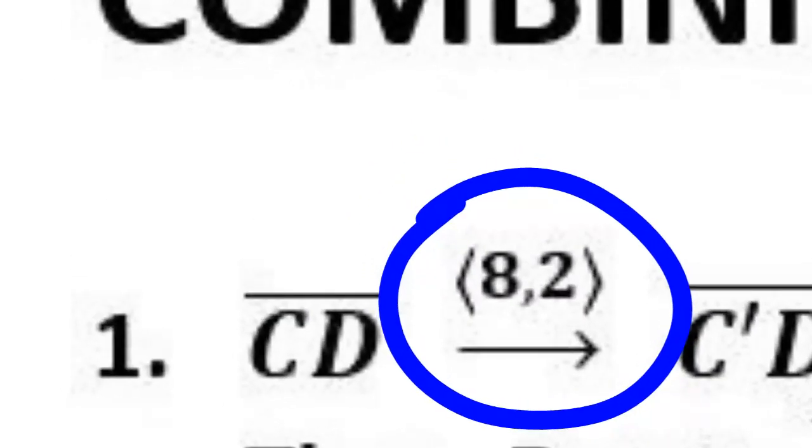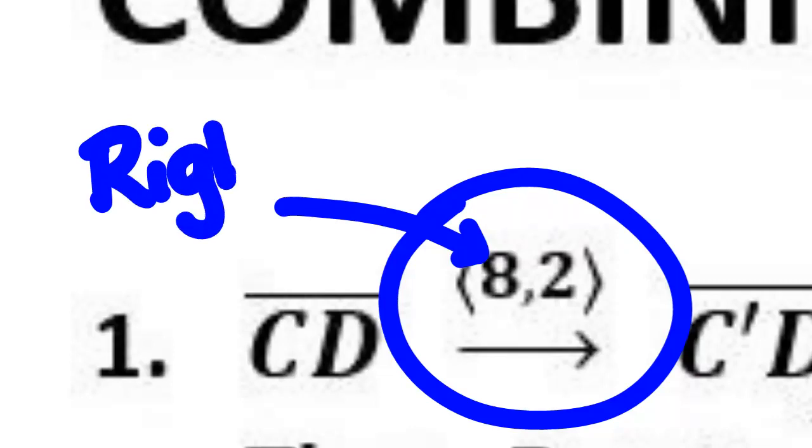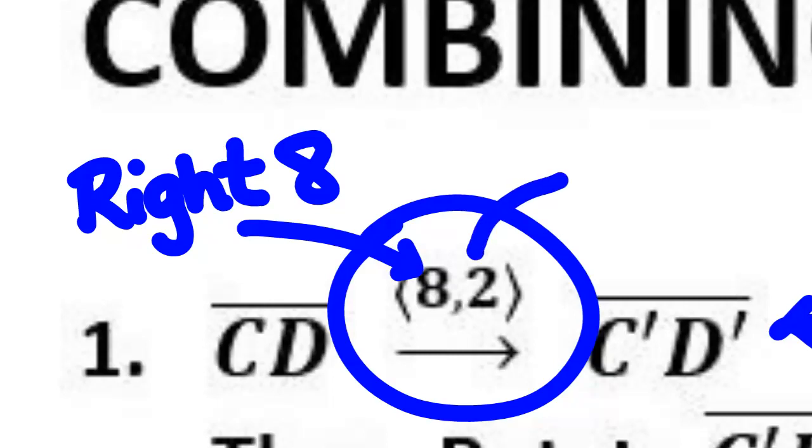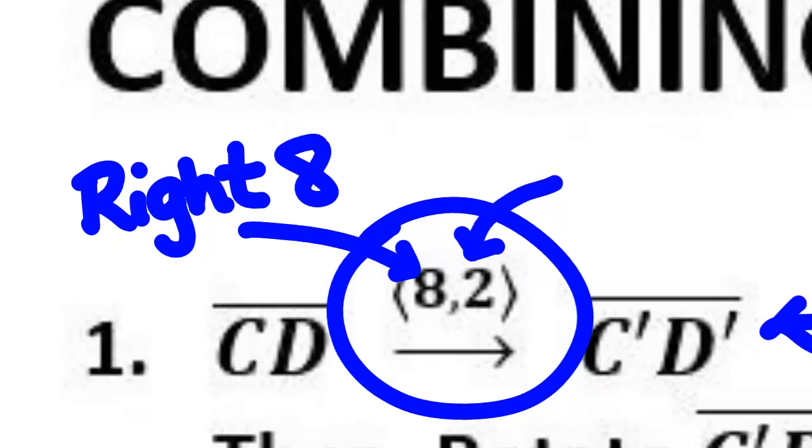Which ways are we going to be translating? What does that 8 tell me to do? We're going to add 8 to all of our x's, or we're going which direction? We're going to go to the right. It's a positive, so we're going to the right 8. What about that positive 2 that comes second? Up 2.